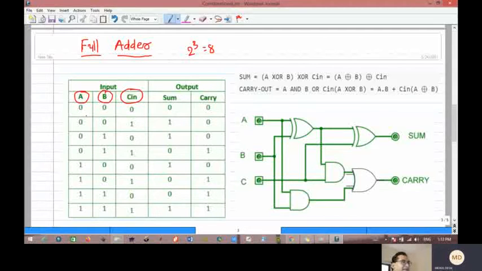Now depending on the addition operation, 0 plus 0 plus 0, sum is 0, carry is 0. 0 plus 0 plus 1, sum is 1, and carry is 0.